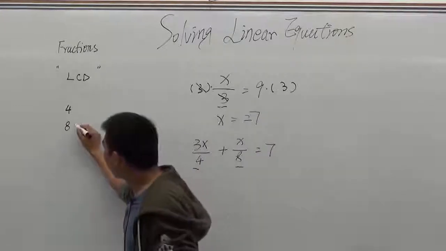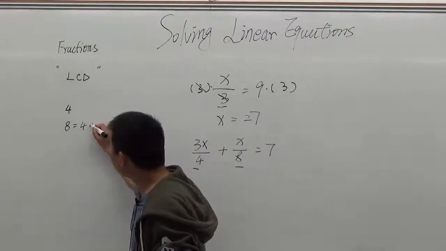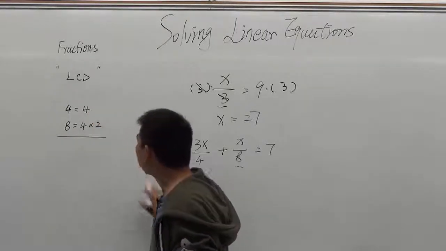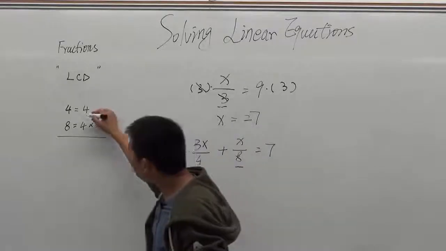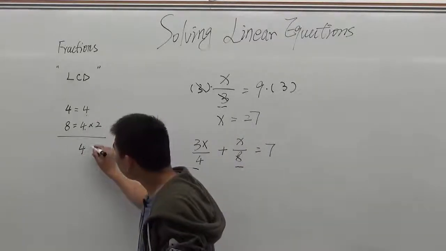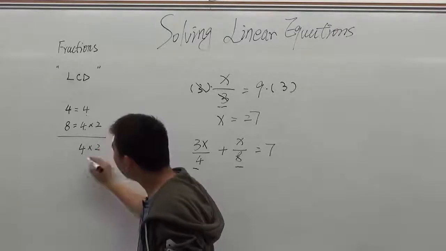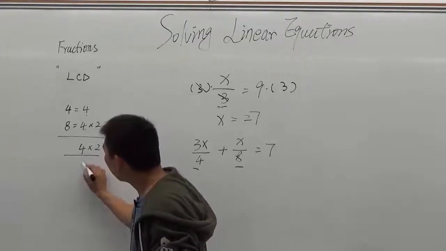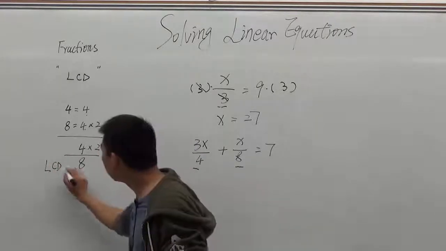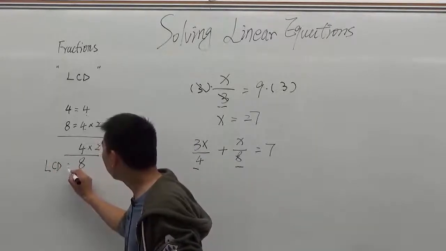8, we can rewrite as 4 times 2. And 4, we can just leave as 4. Then we find the common factor here. Both have 4. And there's also a 2 left over. So the least common denominator will be 8. The LCD for this equation is 8.